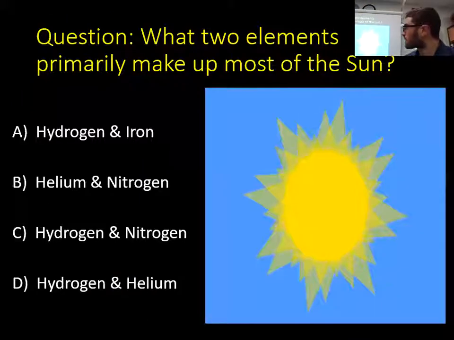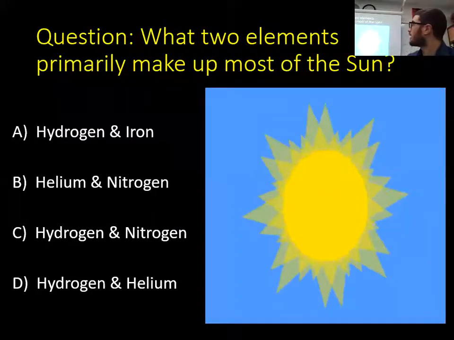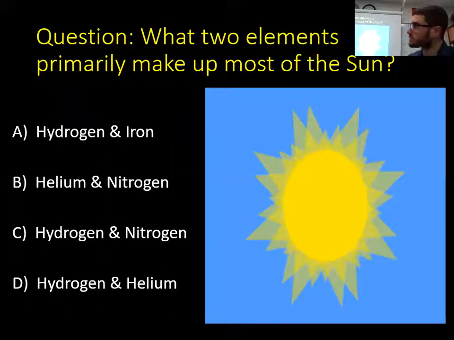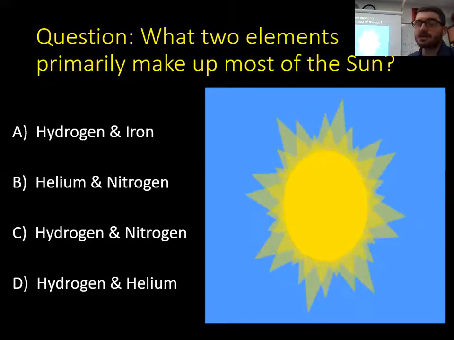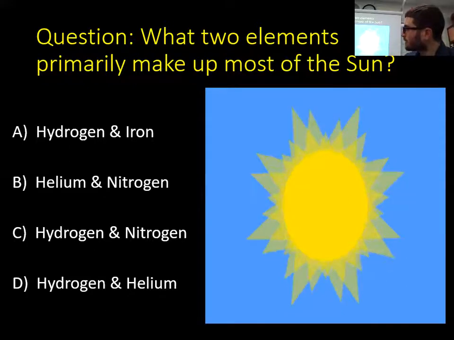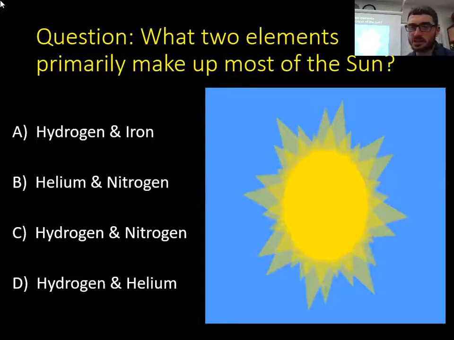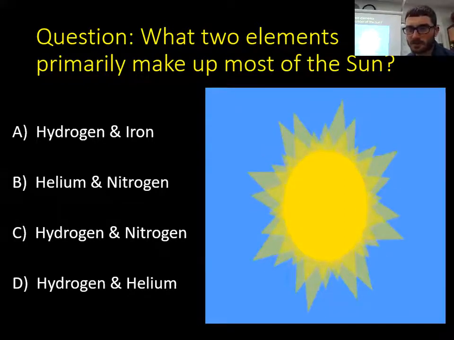Okay, let's do our first question of the day. Again, please answer in the chat, keeping things at a fast pace today. What 2 elements primarily make up most of the sun? Again, this will probably be on your online test on Friday. A, hydrogen and iron. B, helium and nitrogen. C, hydrogen and nitrogen, or D, hydrogen and helium? Please answer in the chat for participation.